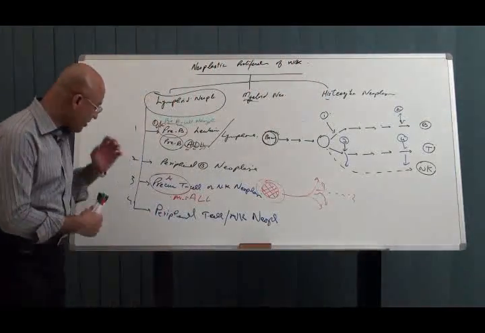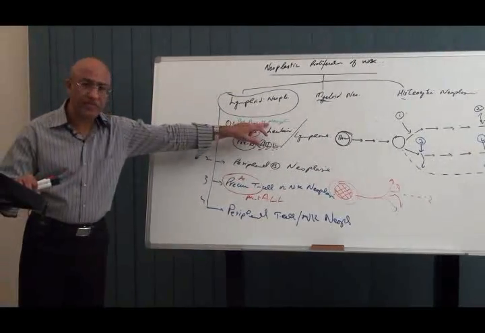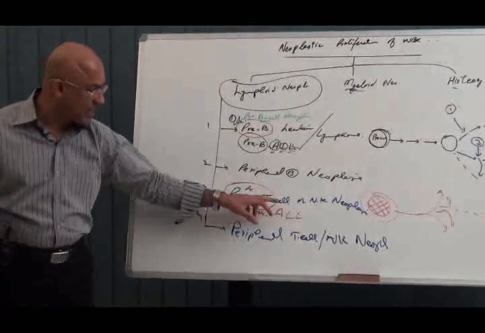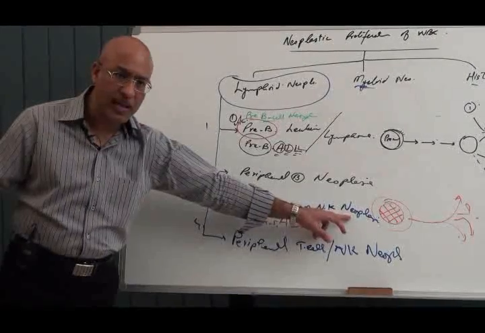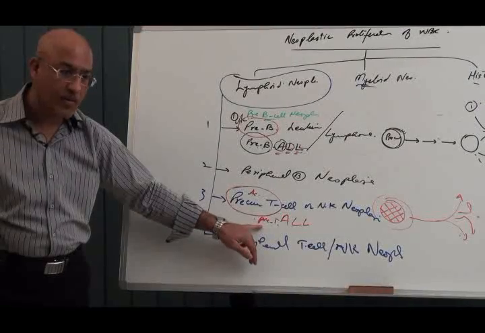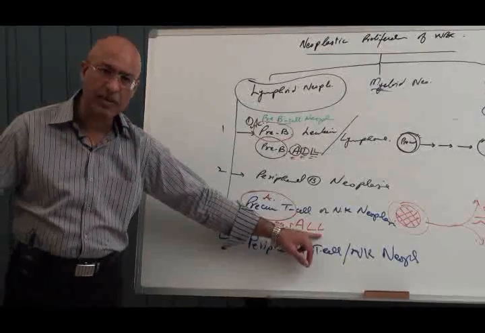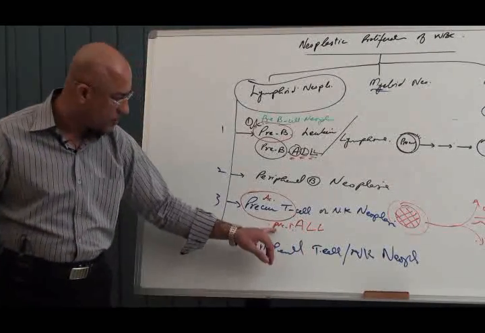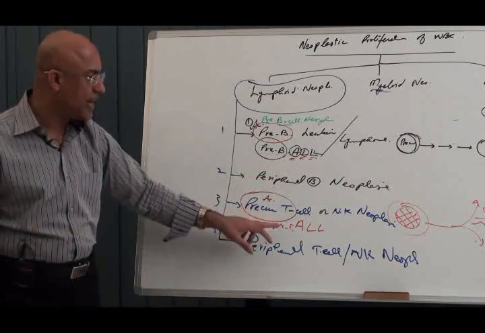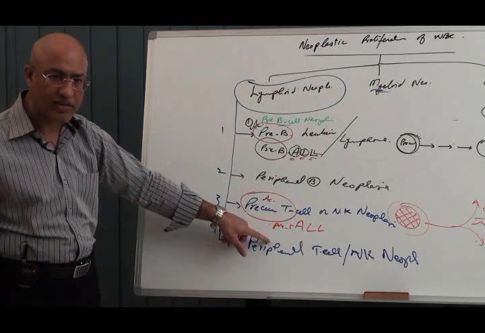Now, pre-B cell neoplasia, what are these? The classical example is pre-B ALL. Then pre-T cell or natural killer cell neoplasia, the classical example of this disease is pre-T ALL or pre-NK ALL, but pre-NK ALL is very rare, forget about that. Pre-T ALL. Or simply, in the books they write B-ALL and T-ALL. These two I will discuss in detail in later parts of the lectures.